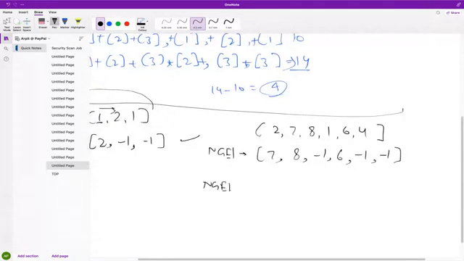But guys, for next greater element 2, they are saying if you are not able to find something on the right side, also look on the left side. And when you are looking on the left side, always look from the starting index. So for 2, first we will look on the right side. For 2, 7 is there, so 7 will be the answer. For 7, 8 is there. Now look at 8. For 8, there is no greater element on the right.